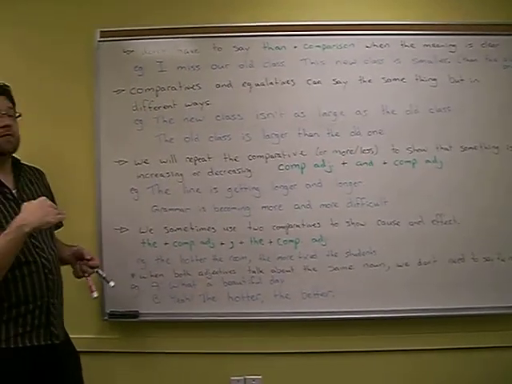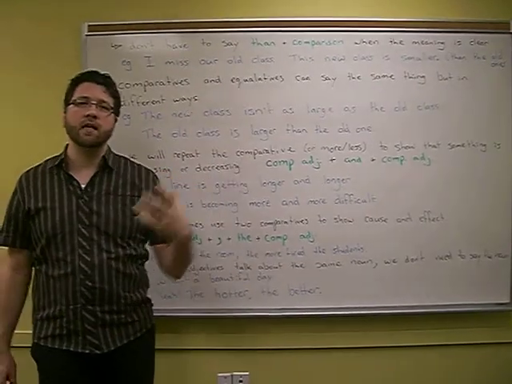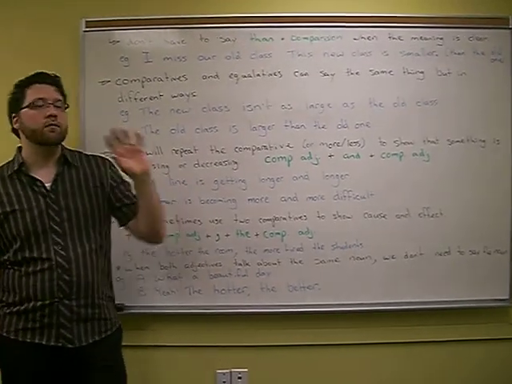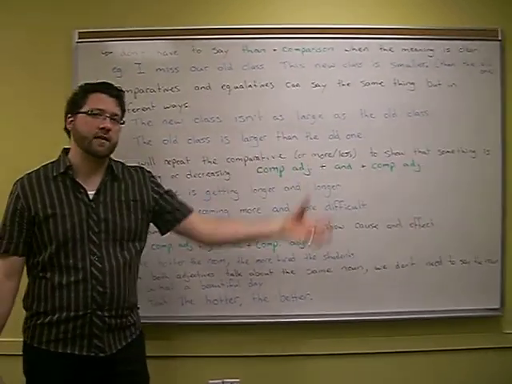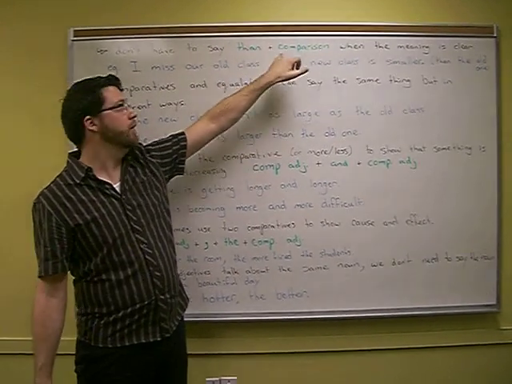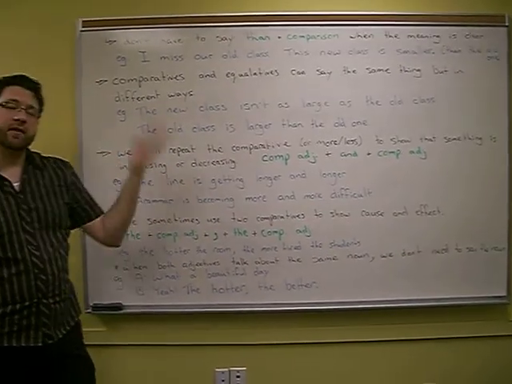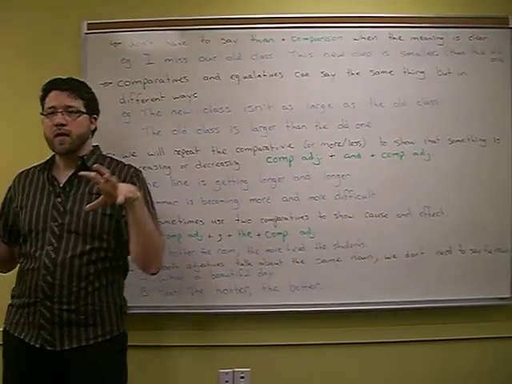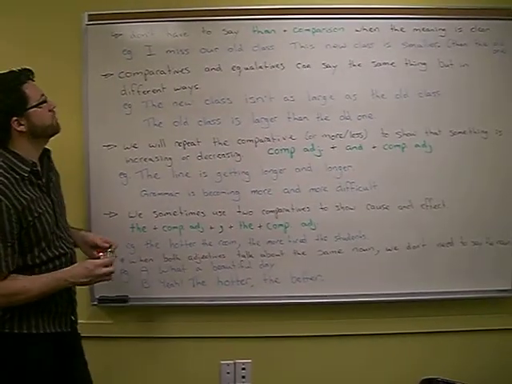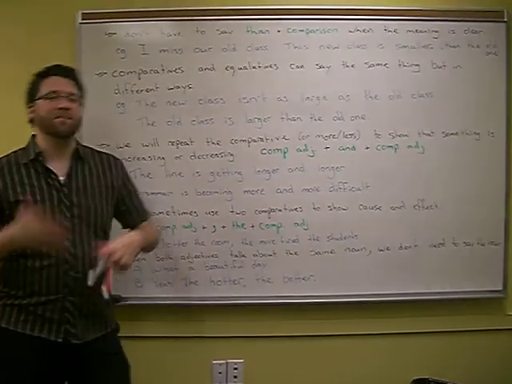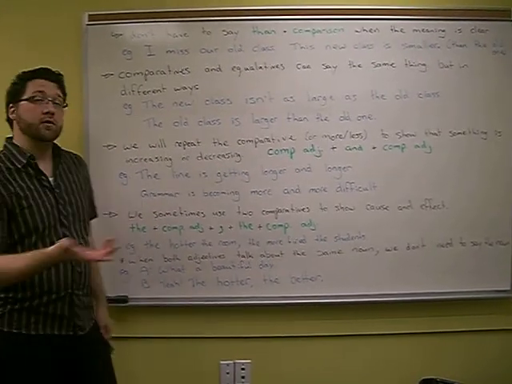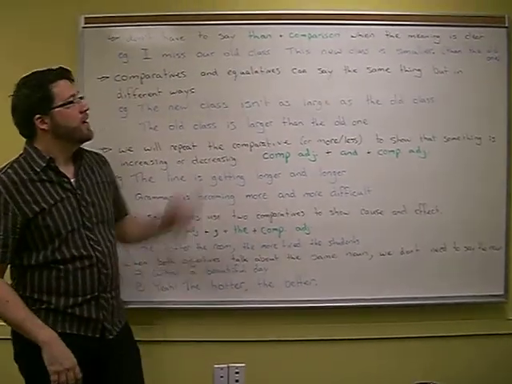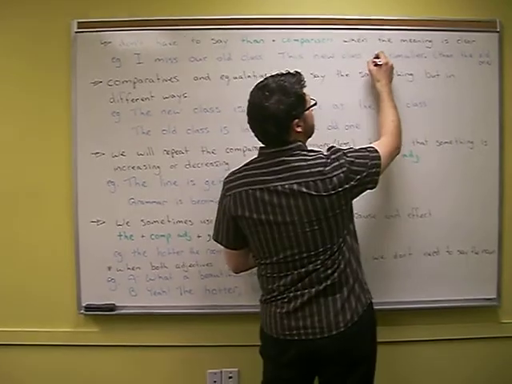So the first thing is, if the meaning is clear, if you know the two things you're comparing, you don't have to include the last half. You don't need to include than and the comparison. It's similar to what we did with equalatives. So, for example, if we suddenly change classrooms and our new classroom isn't as nice as our old classroom, someone might say, I miss our old class. This new class is smaller.